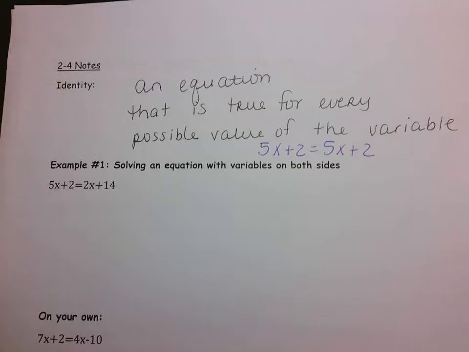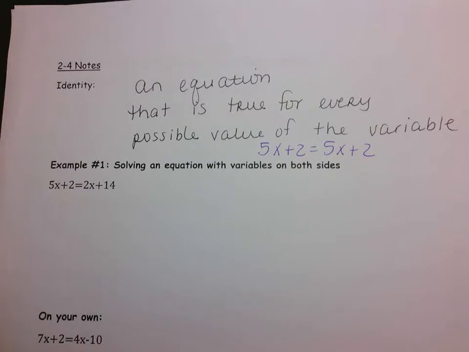This is the video on 2-4. What is an identity? An identity is an equation that is true for every possible value of the variable. So if I say 5x plus 2 equals 5x plus 2, that is called an identity because it does not matter what x is, this equation is going to be true. Both sides of the equation are equal to each other.